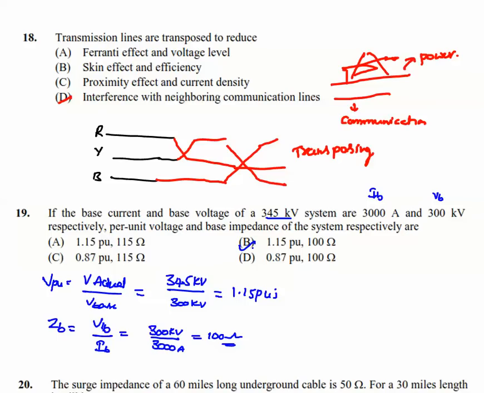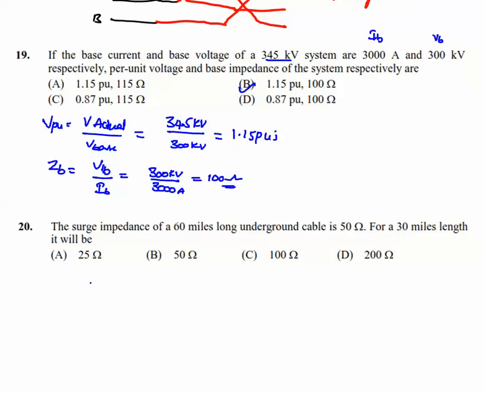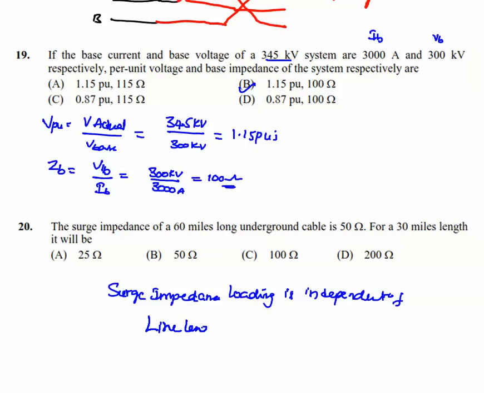And next question is, the surge impedance of a 60 miles long underground cable is 50 ohms. For 30 miles the length will be? Okay, the surge impedance loading is independent of line length. So once it is fixed, it will remain as it is. So 50 ohms, it will remain as 50 ohms. Why? Because surge impedance loading is independent of length of the line. Next question.